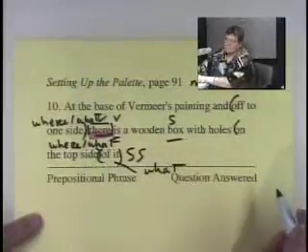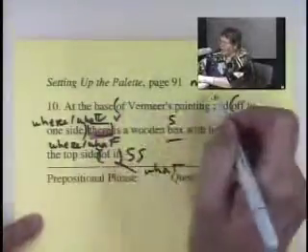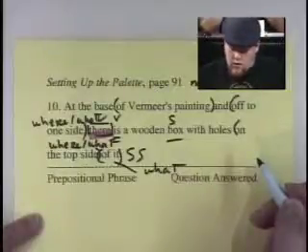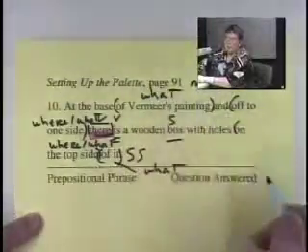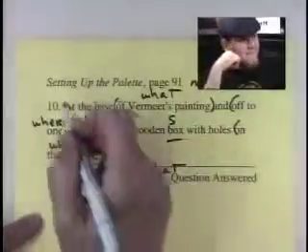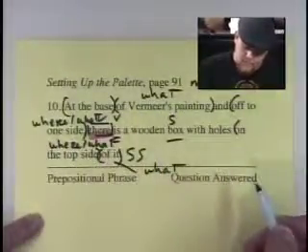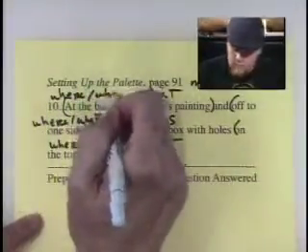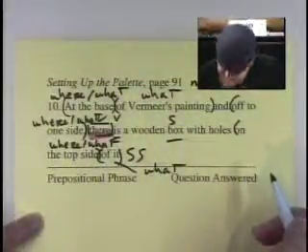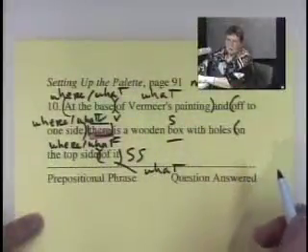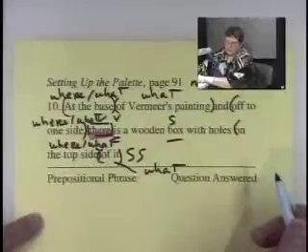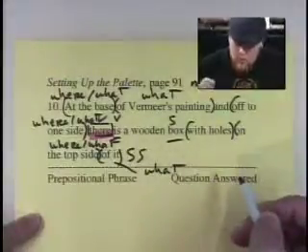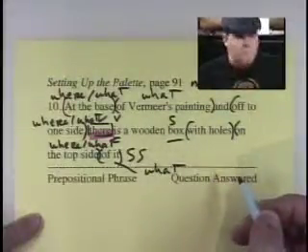At the base of Vermeer's painting. Of Vermeer's painting answers What? At the base answers Where? or What? Still have another one? That's all. And we've marked almost everything in that sentence. With holes? Sure. A wooden box with holes. What? Sure.